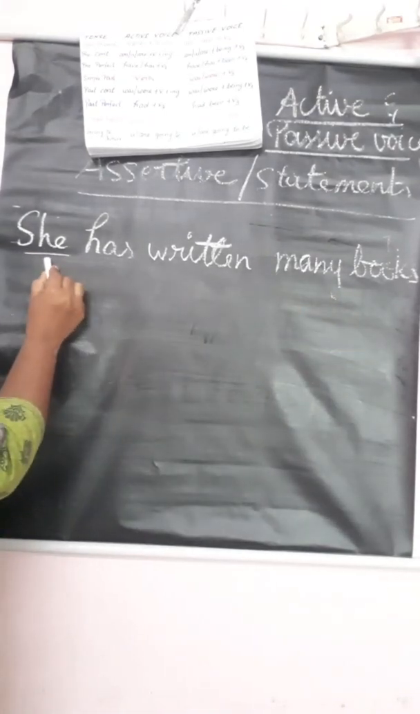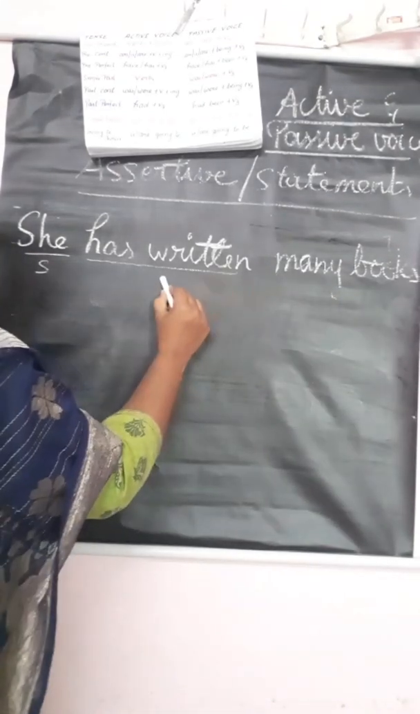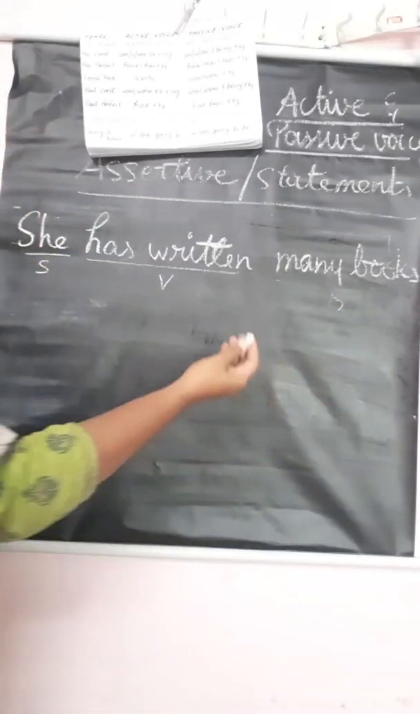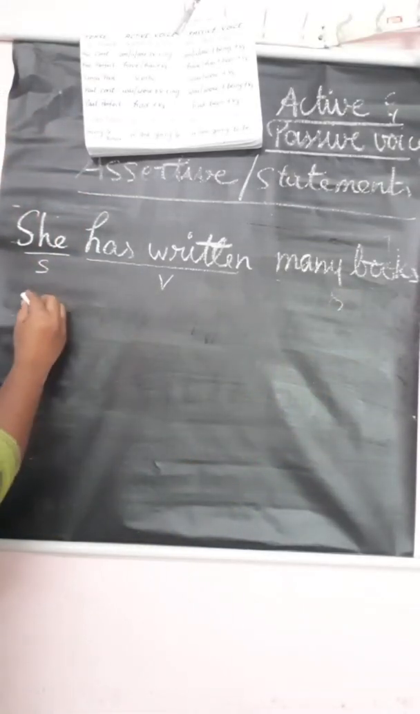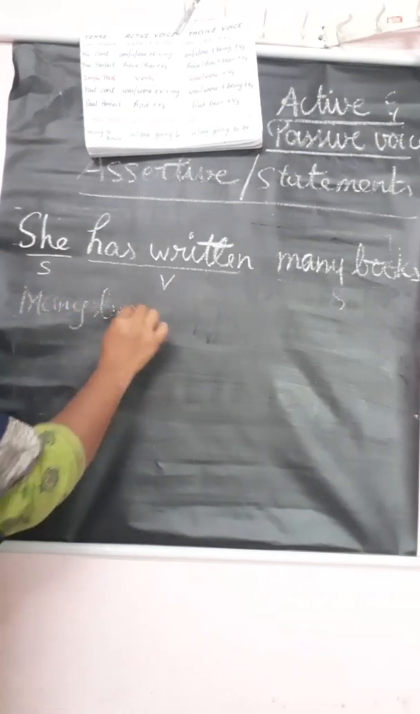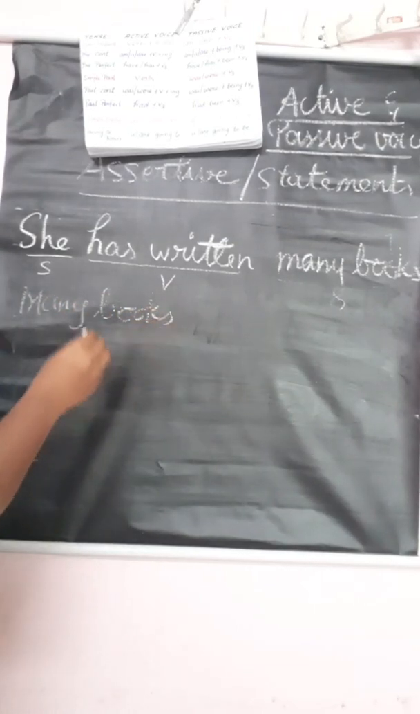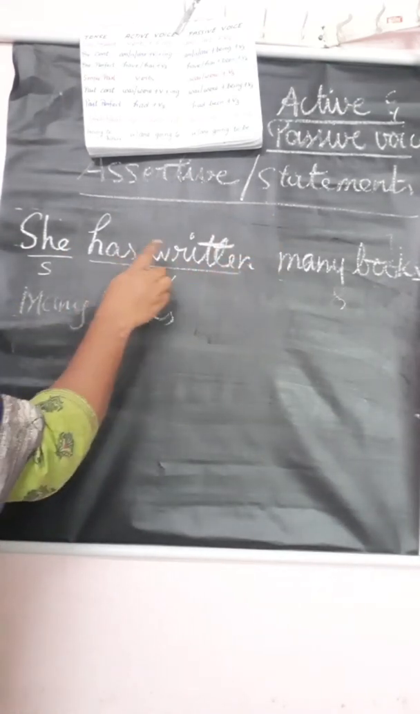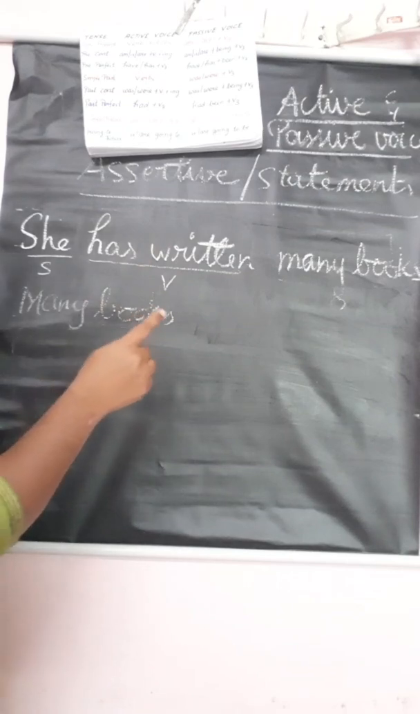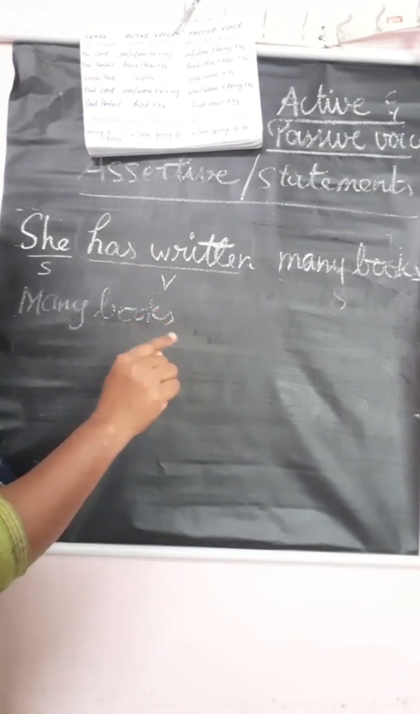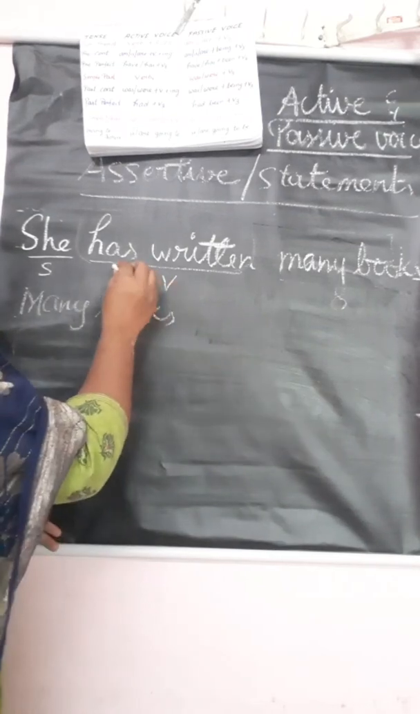Okay. Next example, she has written many books. Subject part, she. What's the verb here? Has written. Okay. And what is the object? Many books. Okay. Now we have to change it from active to passive. The object comes to the place of the subject. Many books. Now what do we have to see? We have to look at the verb part. What tense? Has plus V3. Have or has plus V3? Present perfect. In passive, have or has plus been plus V3. Okay. Have or has been.